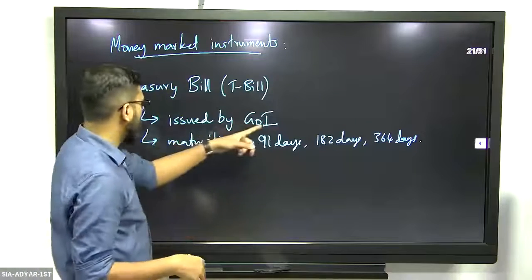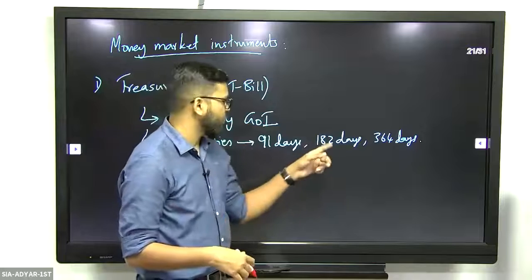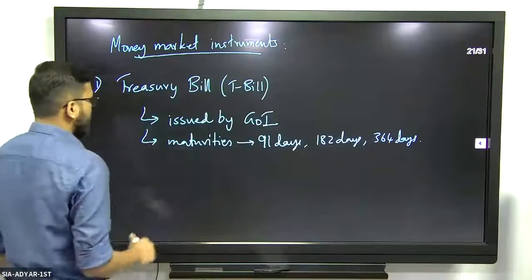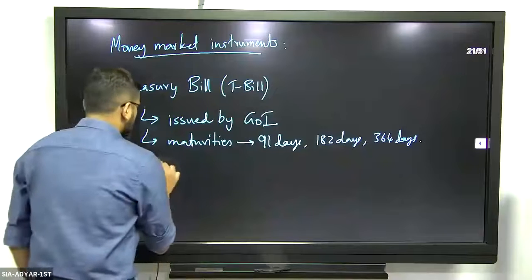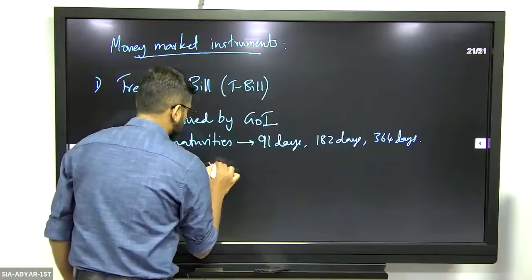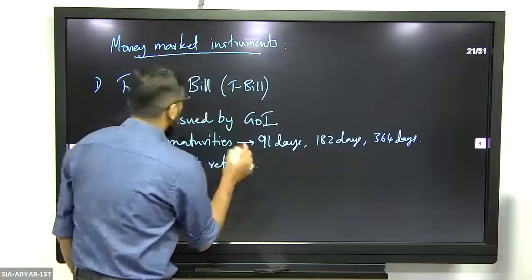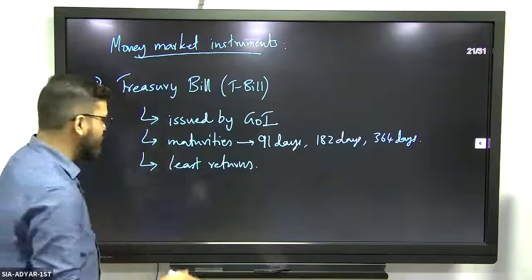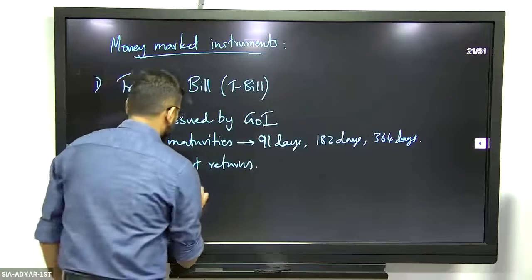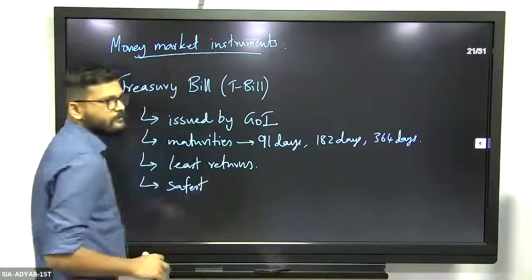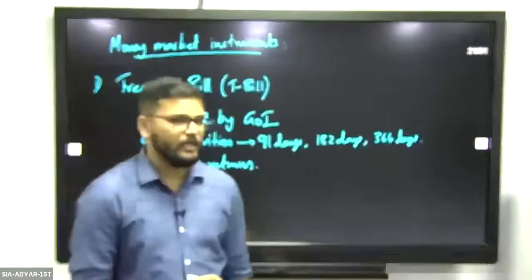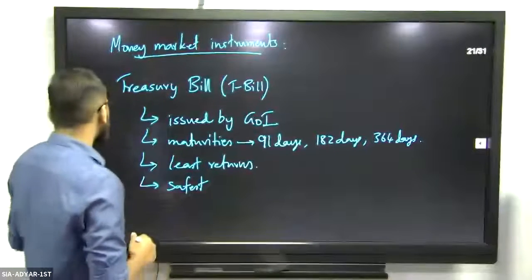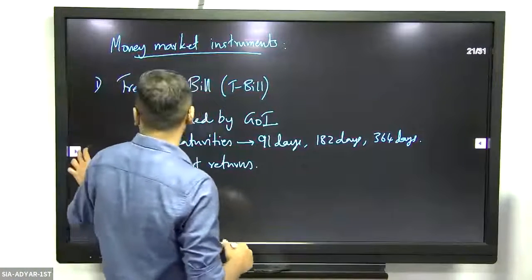Okay, issued by the Government of India, maturities of 91 days, 182 days, and 364 days. Those are the three maturities that are there. It provides the least returns among all money market instruments. Why would people still invest in it? Because it is the safest instrument. It is the safest investment option. So it provides the least returns. That is a treasury bill.